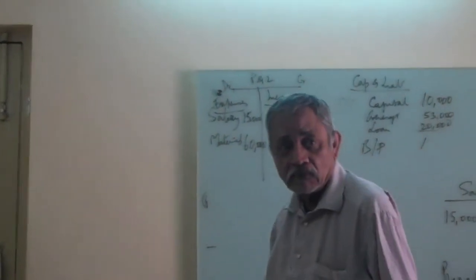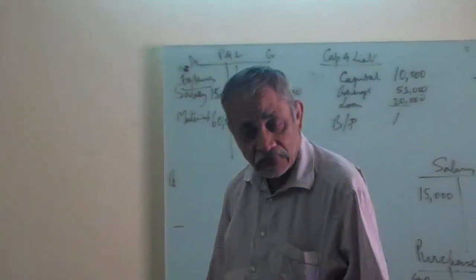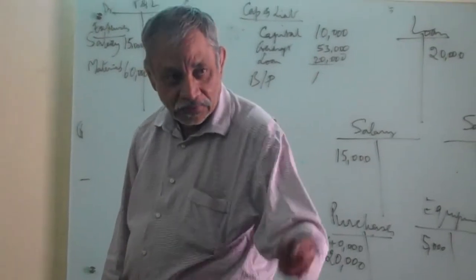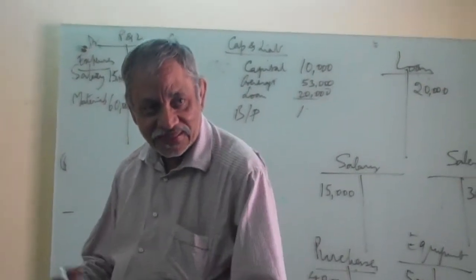Then bills receivable. Where does it come? Tell me. 20,000 on the asset side. Assets, not P&L account. It's on the asset side. Yes. Okay.